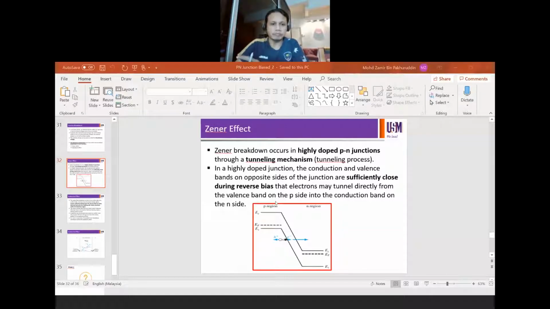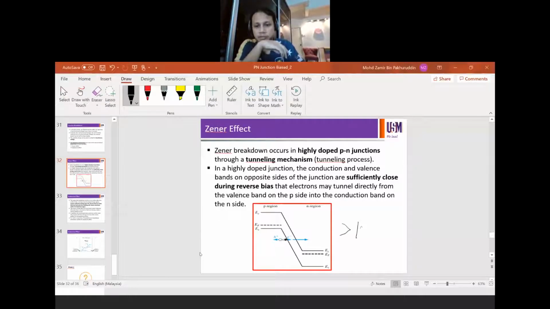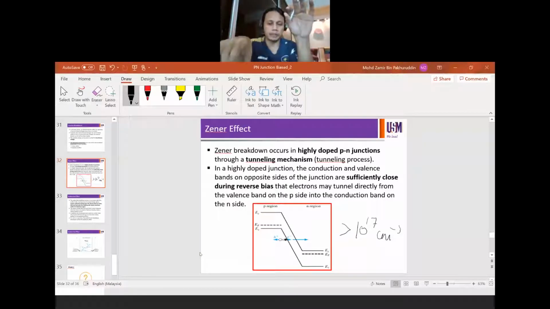If you look at this, Zener breakdown occurs in a highly doped PN junction through a tunneling process. So we've learned that just now. It takes place when the doping is beyond 10^17, right? Beyond 10^17, you can have Zener breakdown. In a highly doped junction, the conduction and valence band on the opposite side of the junction are sufficiently close. So when you stretch the voltage, they will become a lot narrower because of the narrowing of the depletion region, due to the heavily doped junction.